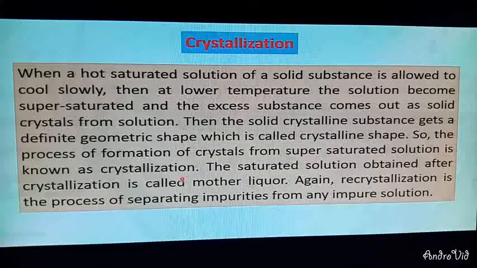So what is crystallization? Crystallization is the process of formation of crystal from supersaturated solution. The saturated solution obtained after crystallization is called mother liquor. So after the crystallization, the solution that we will have is called mother liquor.